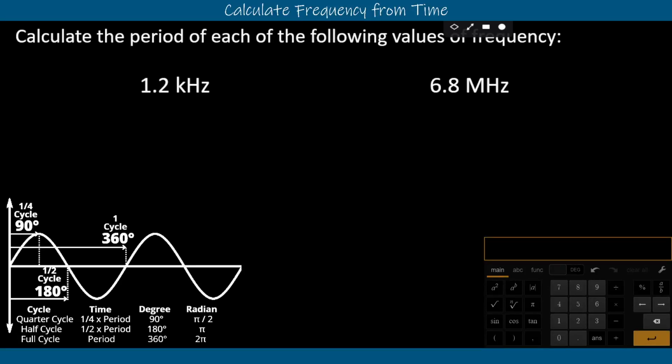In this example, we're going to calculate the period of the following frequency values. Down here, I gave another diagram that shows a sine wave. That's our oscillation that we're going to use, and we have 90 degrees at the top.